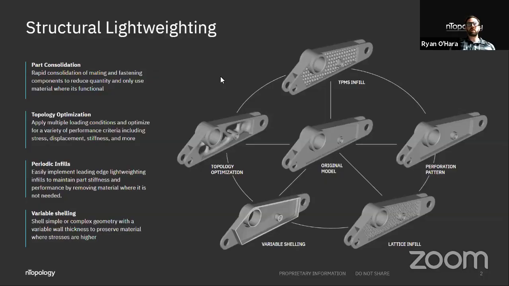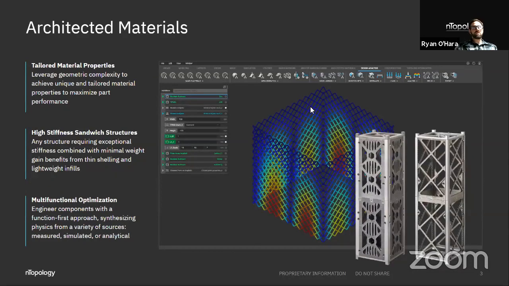So with that said, I wanted to do a quick intro and talk about how nTopology can really help in terms of lightweighting. We can do that in a number of different ways. We can use topology optimization, right? We can do that by periodic infills, where we can put infills associated with gyroid structures or lattices, what we're really good at. We can also do things like variable shelling and incorporating that with topology optimization. And the key here is that we can use all of these different techniques to structurally lightweight whatever part you're designing, right?